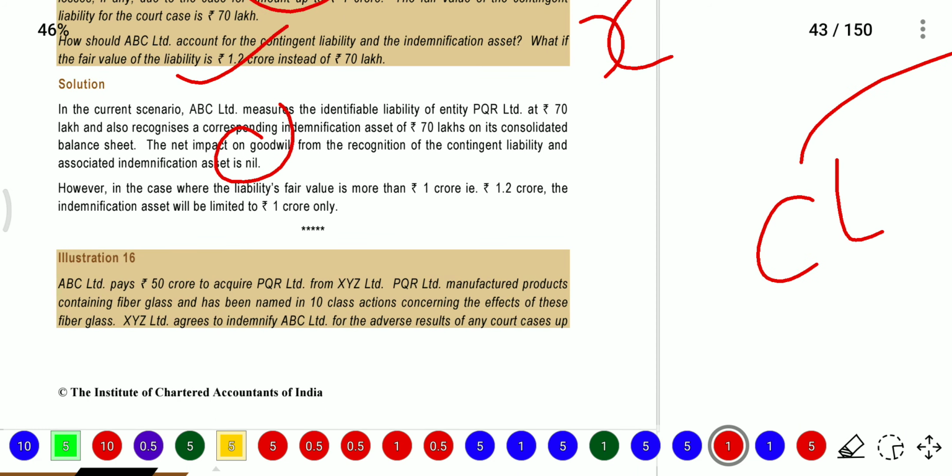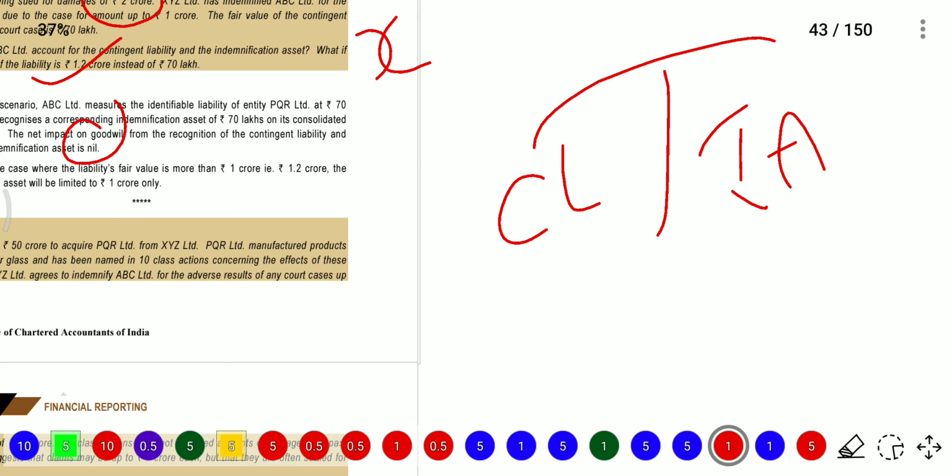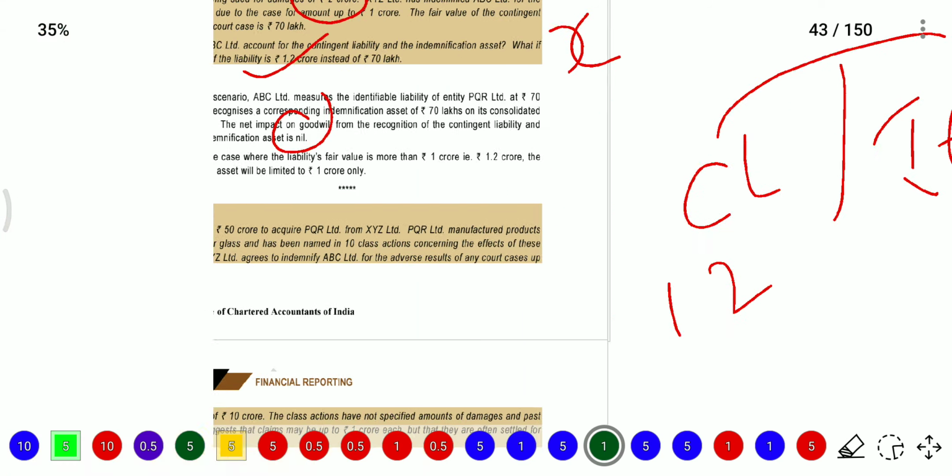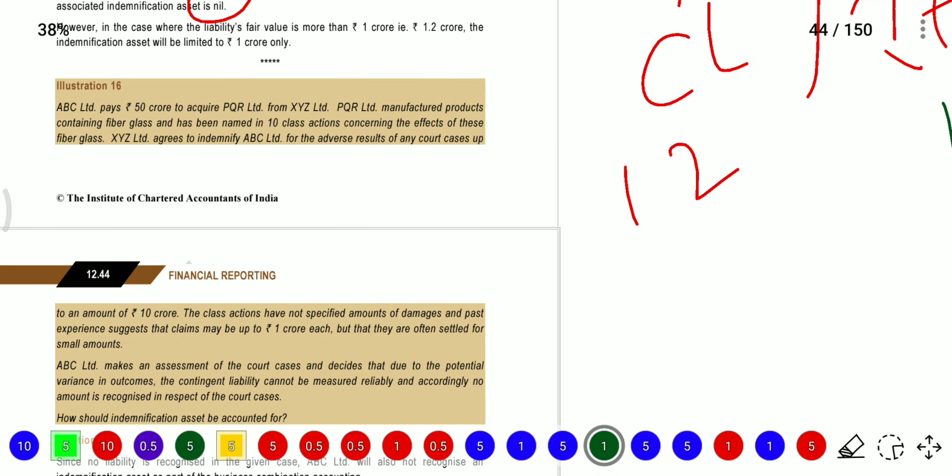However, in a case where the liability fair value is more than 1 crore, say 1.2 crores, the indemnification asset will be limited to only 1 crore. So the contingent liability will become 1.2, but the indemnification asset will be 1 crore only. Next, illustration number 16.